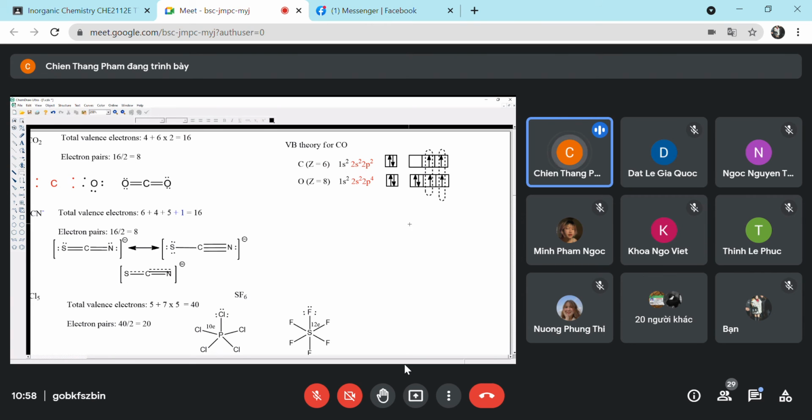Okay, so now is there anything else? Let's make this type of symbol for the overlap between P and P: this P orbital with this P orbital, and this P orbital with this P orbital. So is there another overlap?